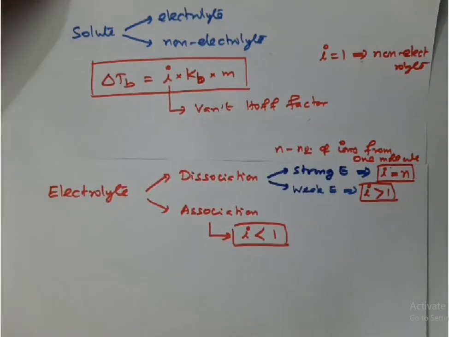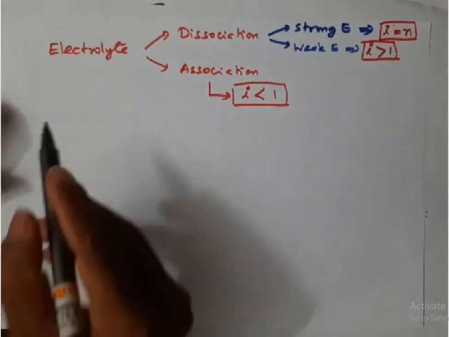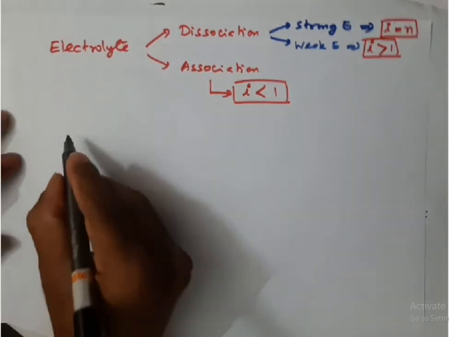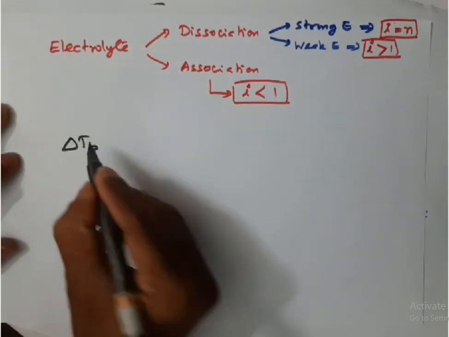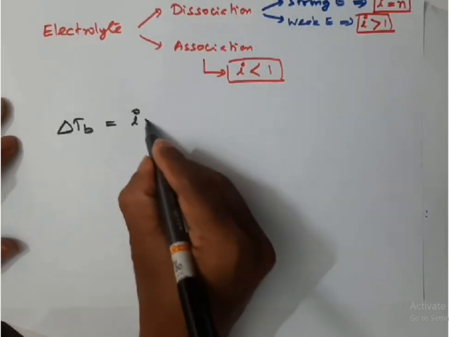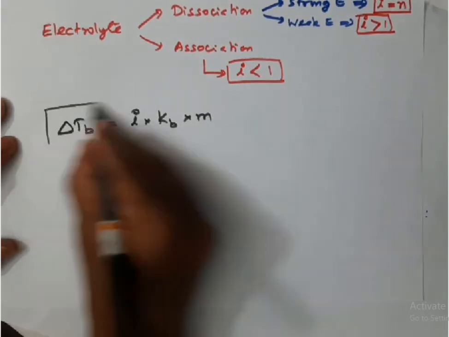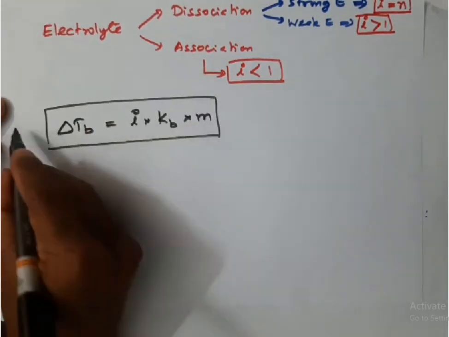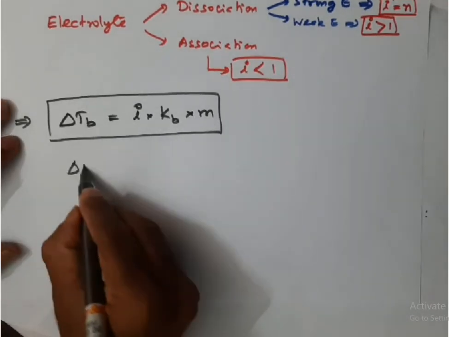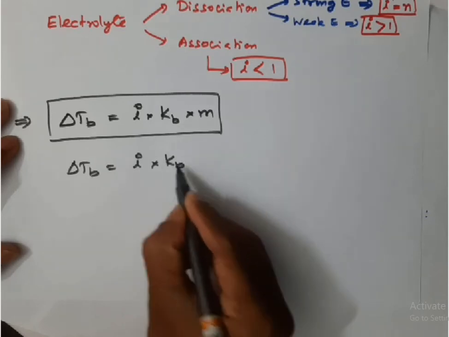Now, this is the expression we had: delta Tb equal to i into Kb into m. Right, this is our equation. Now I'll keep delta Tb, i, Kb as such.